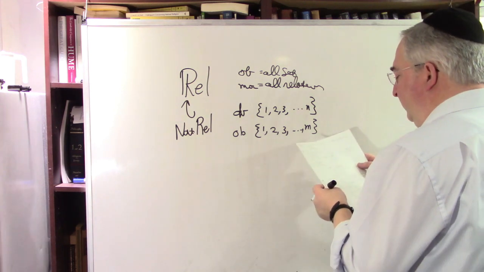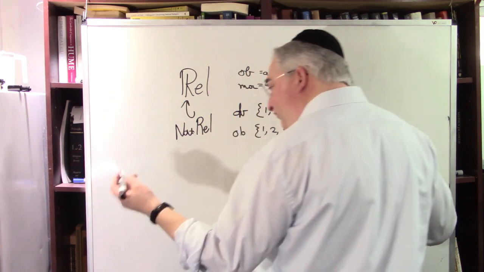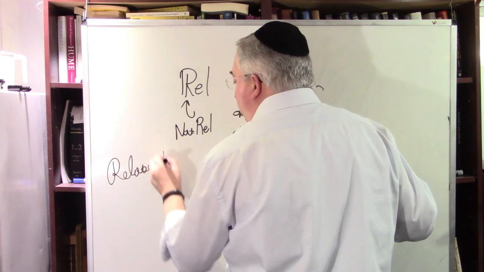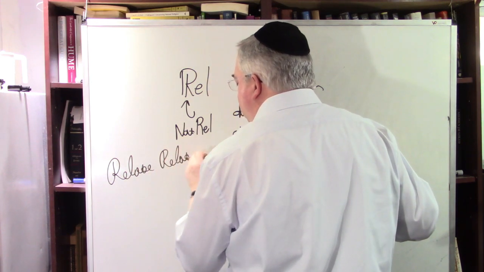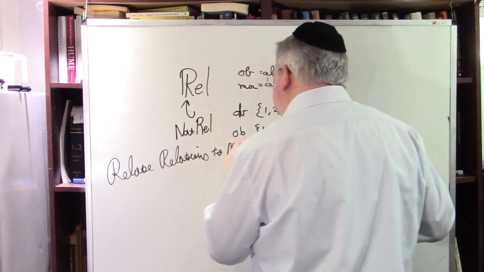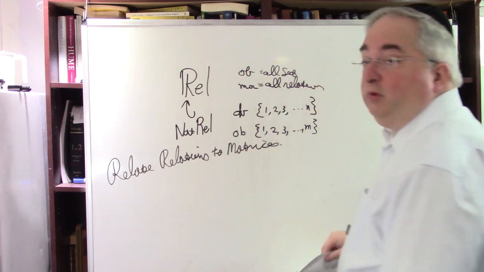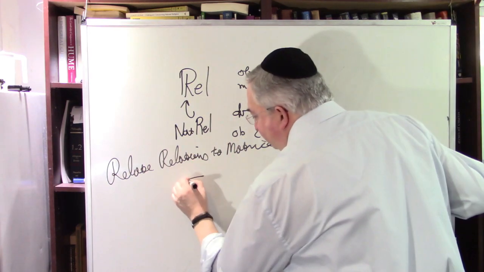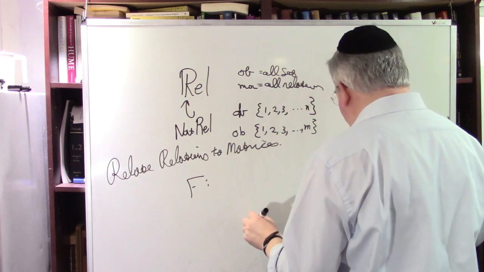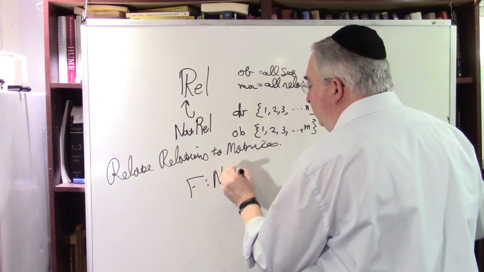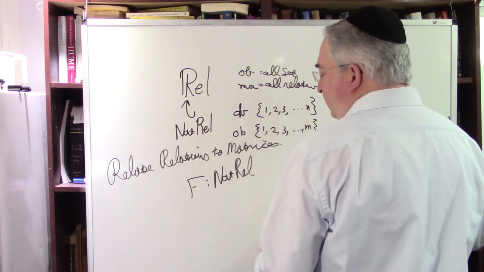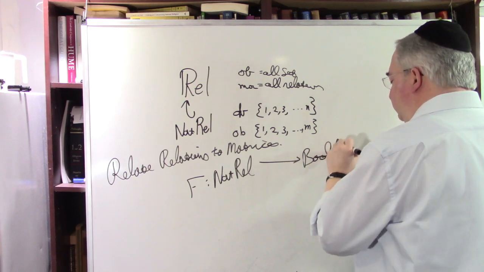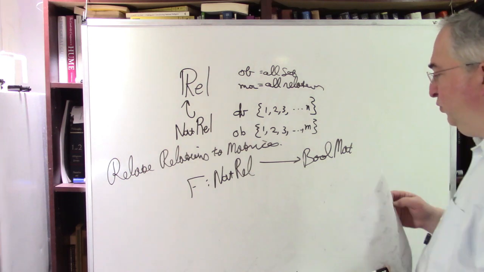Now, I want to do the following. What do functors do? They make relations. So I want to relate relations to matrices. Two seemingly unrelated things, but I want to talk about relations and matrices. The way we do this is as follows. F is a functor from NatRel, this category, to Boolean matrices. Let's remember what Boolean matrices are.